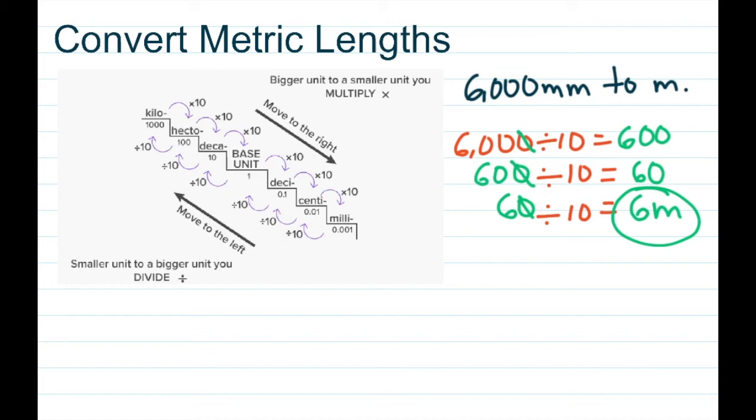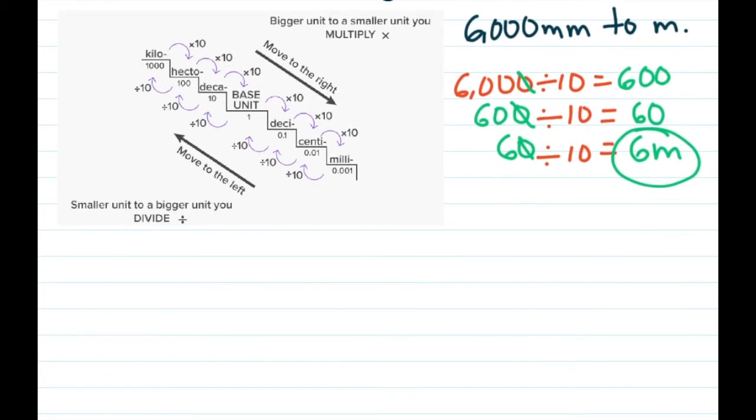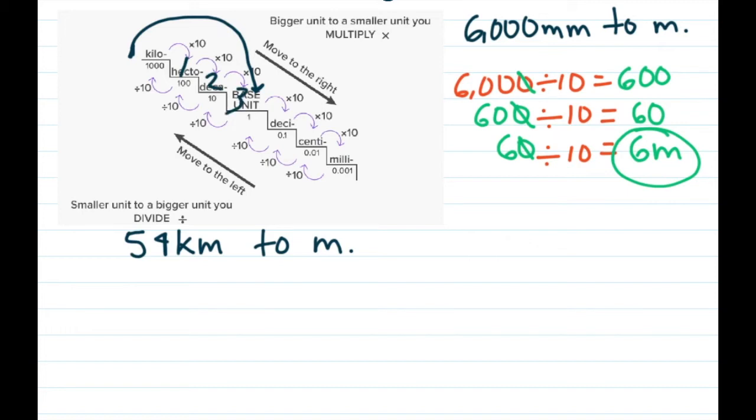Now let's do another example. For this one, we are going to use 54 kilometers, km means kilometers, to meters. In this case, we're going from a big unit to a small unit. So we're going from here, where kilometers is, to meters, where meters is right here. So we're making about 1, 2, 3 steps, but moving to the right.